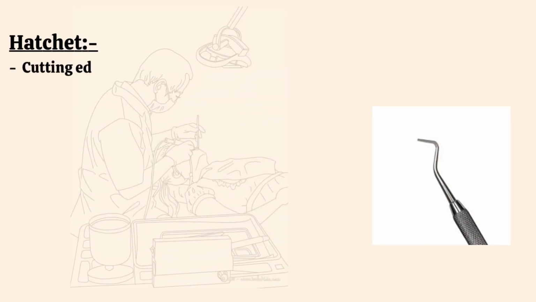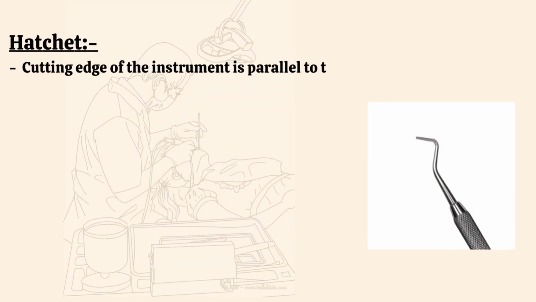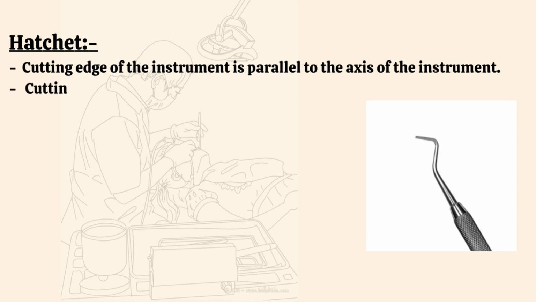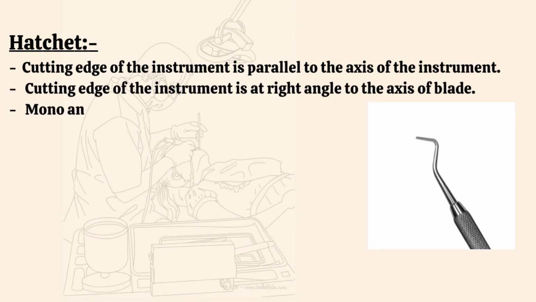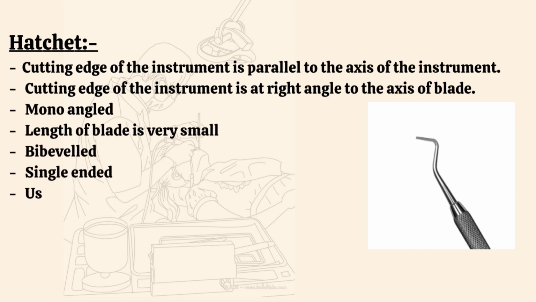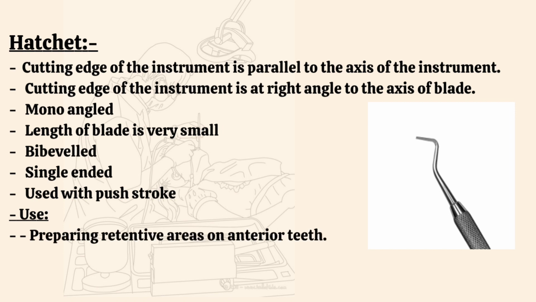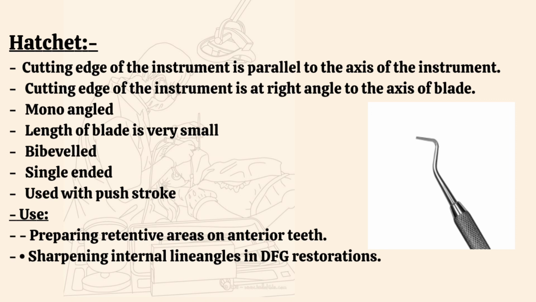Hatchet. Cutting edge of the instrument is parallel to the axis of the instrument. Cutting edge of the instrument is at right angle to the axis of blade. Mono-angled. Length of blade is very small. Bibeveled. Single-ended. Used with push stroke. Use: preparing retentive areas on anterior teeth, sharpening internal line angles in DFG restorations.